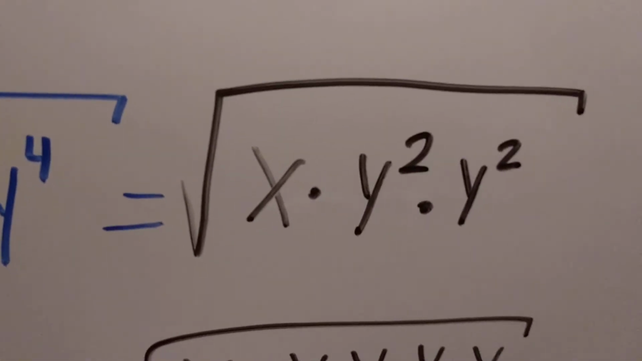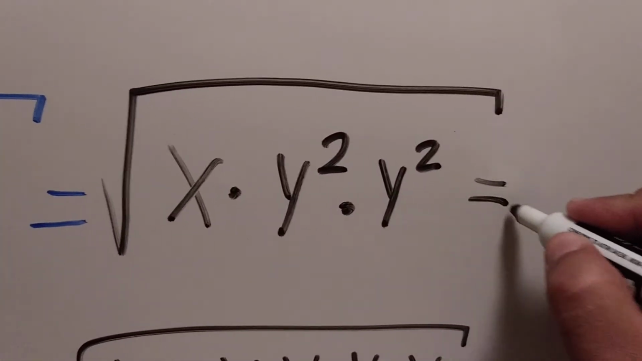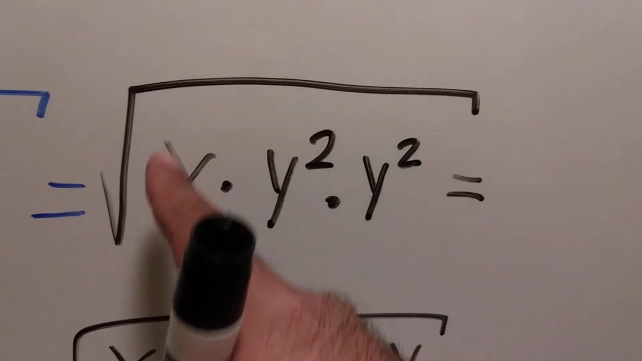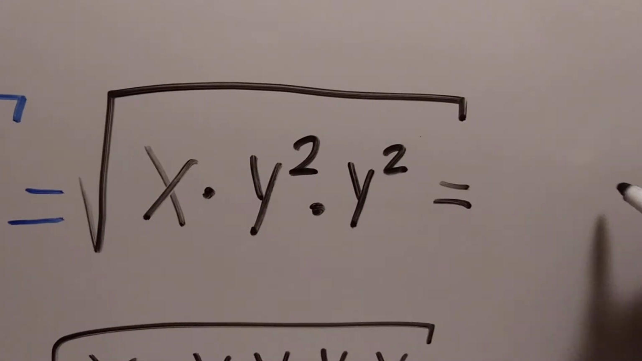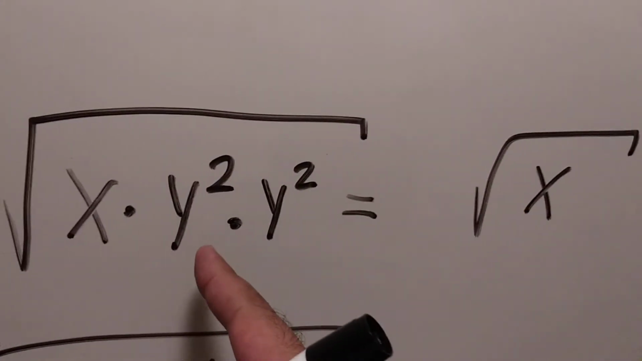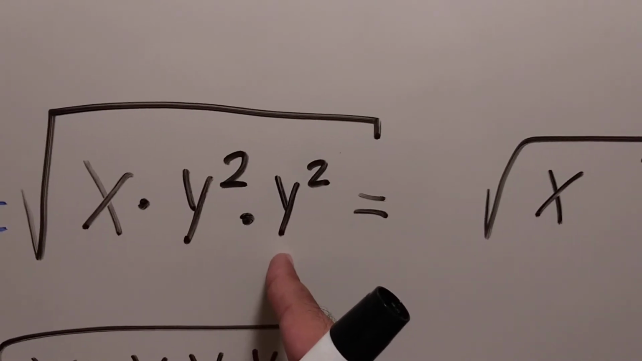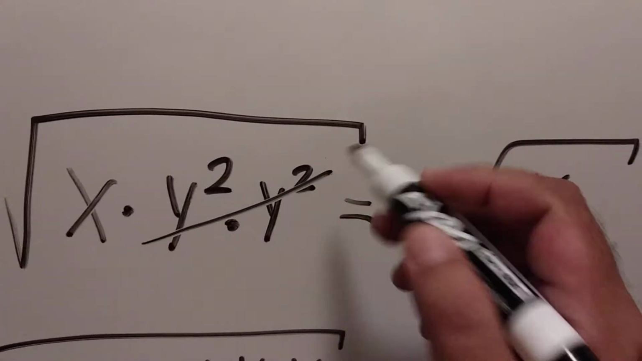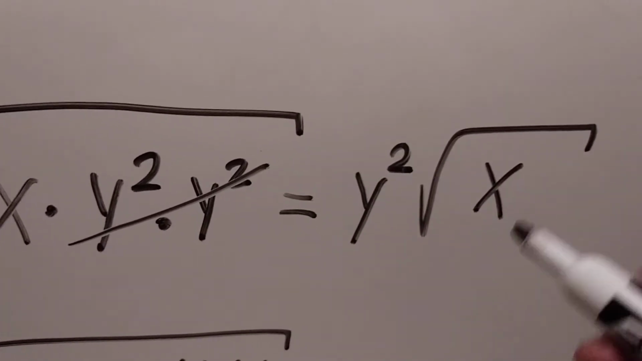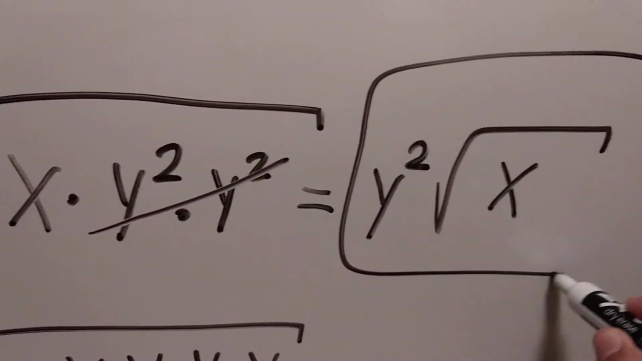So let's work with the top one here. We have x times y to the second times y to the second. Again, to simplify it, we look at whether there are two of the same x within this square root symbol. No, there isn't. So that x will remain inside by itself. Now let's look at the y's. There is one y to the second here, a second y to the second. In order to simplify it, we just cross them out, and one of those components comes out. So your answer would be y squared times the square root of x.